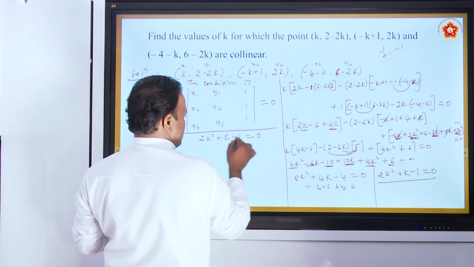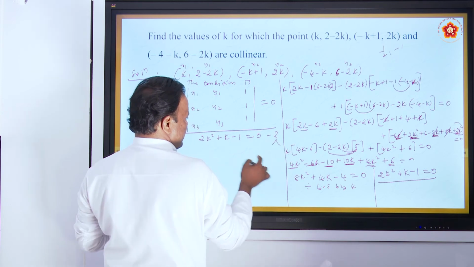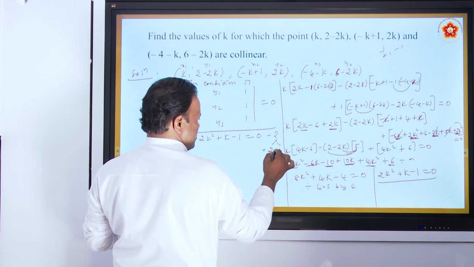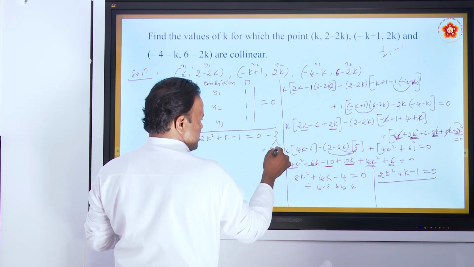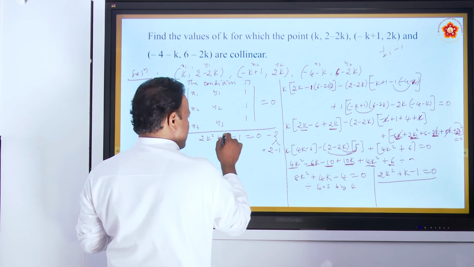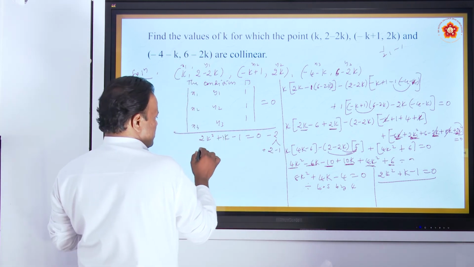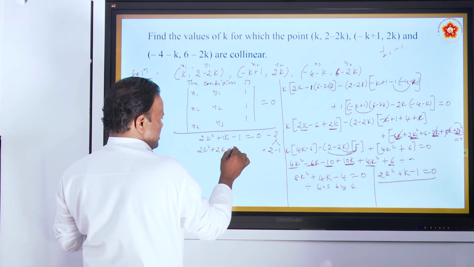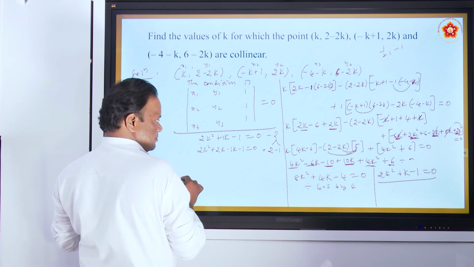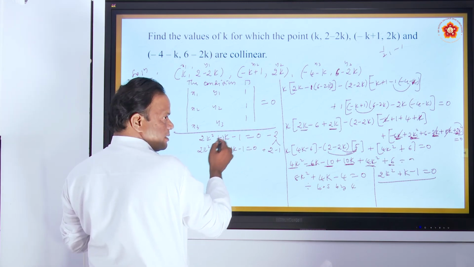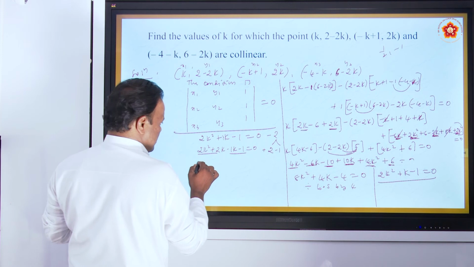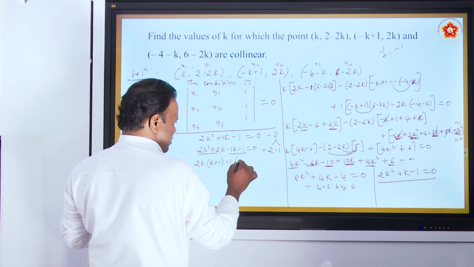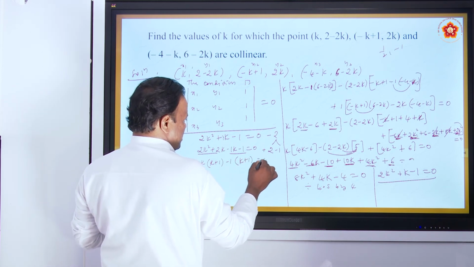We know that multiply 2 into minus 1, this is minus 2. Minus 2 factors, difference should be plus 1. 2 ones are 2. Plus 2 minus 1. 2 ones are 2. Plus into minus minus 2. Plus 2 minus 1 is nothing but 1k. Correct? So this can be written as 2k square plus 2k minus 1k minus 1 equal to 0. 2k minus 1k is nothing but plus 1k. What is common here? 2k common, remaining k plus 1, minus 1 common, k plus 1 equal to 0.